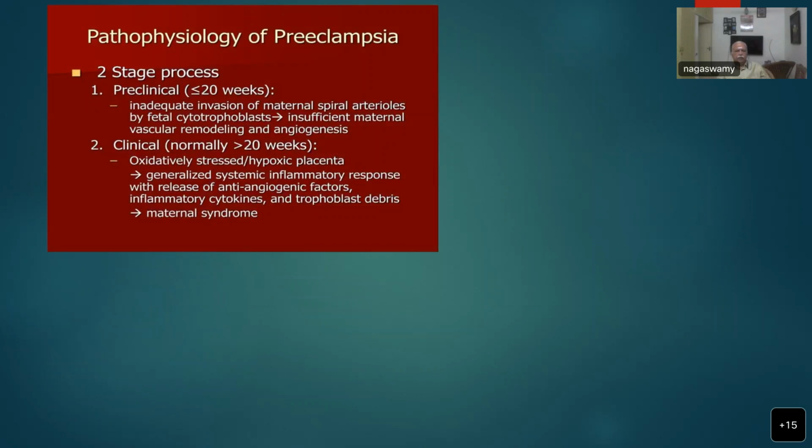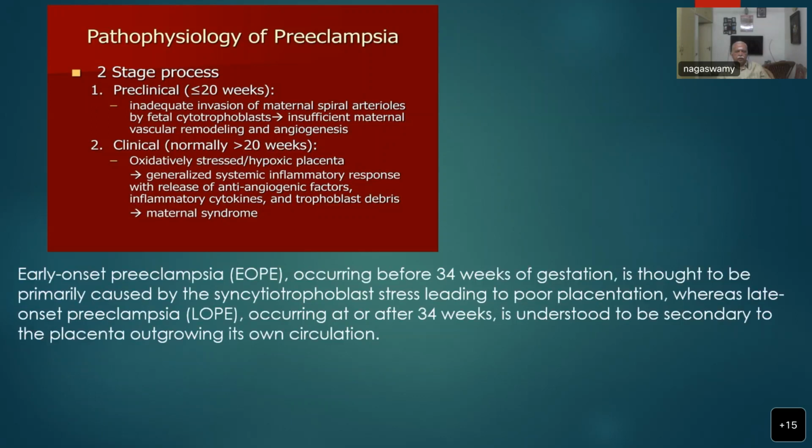So again, the same thing in another form. Two stages: preclinical, less than 20 weeks, with inadequate invasion of spiral arterioles, and vascular remodeling does not happen. After 20 weeks, oxidative stress and a hypoxic placenta produce a generalized systemic inflammatory response with release of anti-angiogenic factors and inflammatory cytokines, producing the maternal syndrome. Early onset preeclampsia, occurring before 34 weeks of gestation, is what we described, with two categories of mild and moderate to severe preeclampsia.